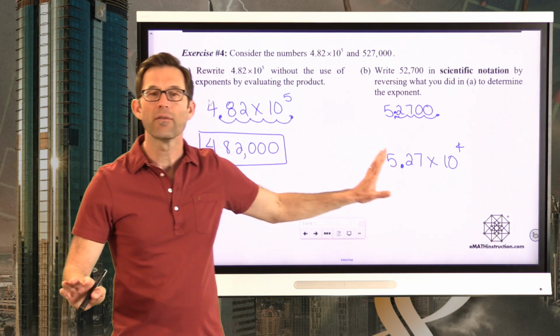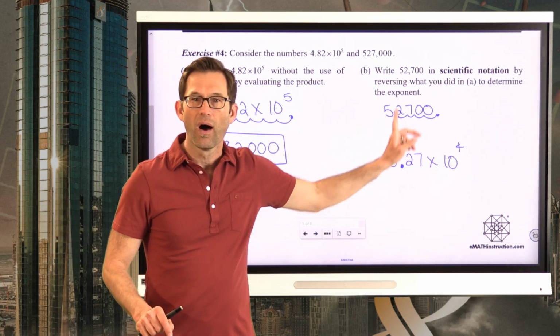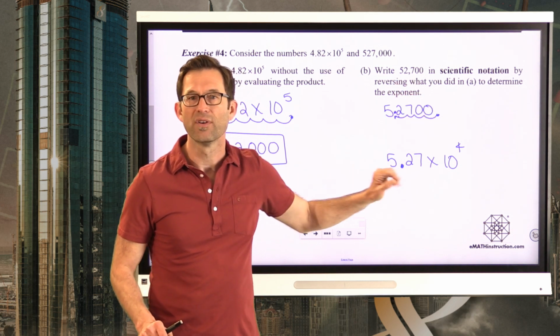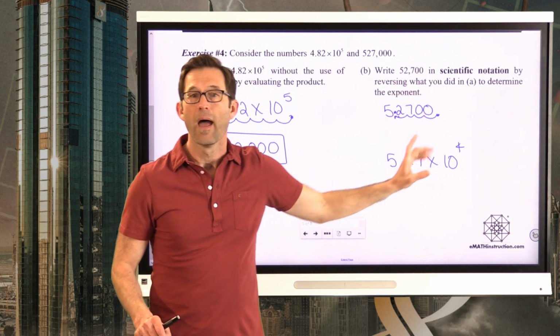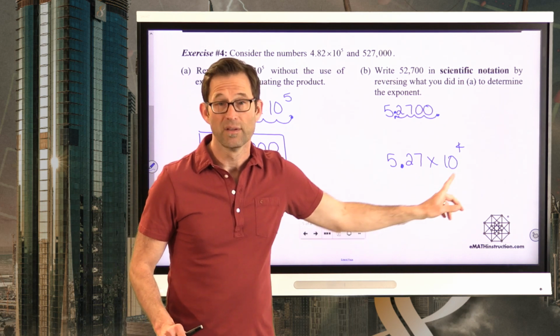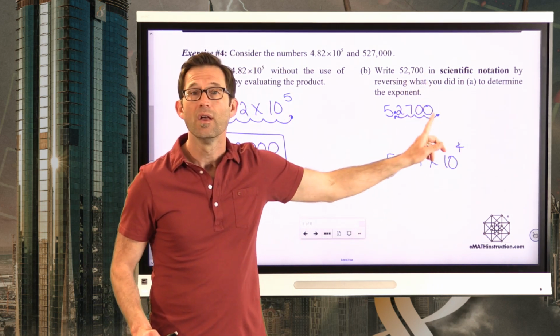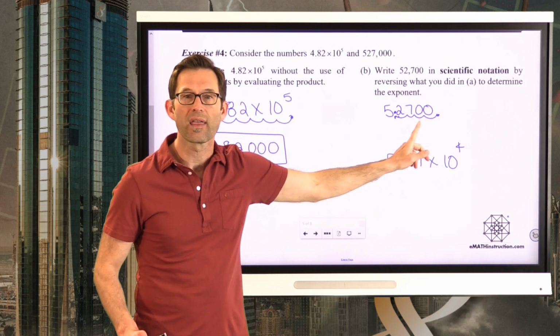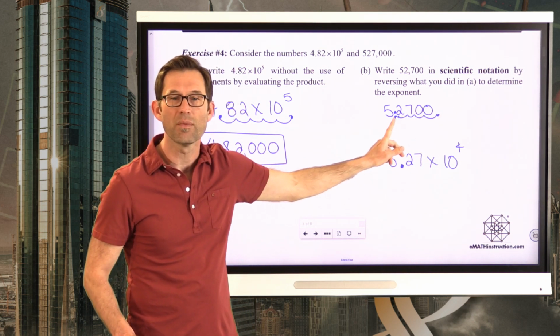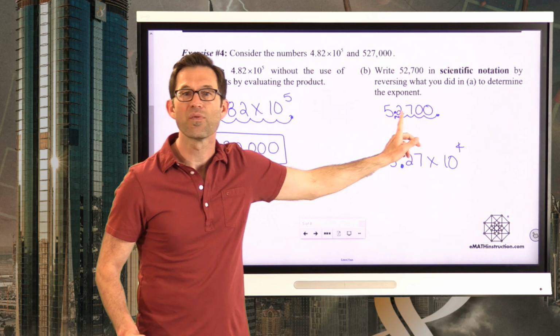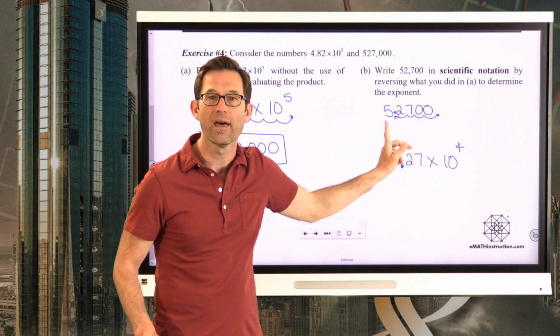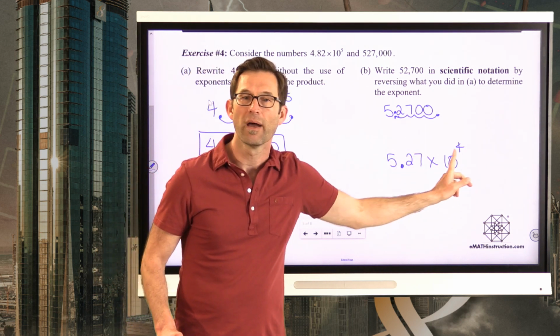So again, think about it for a moment. I know it's going to be 5.27 times 10 to the something. And when I multiply it by 10 to the something, that would have to leave me with this answer. So I actually reverse and count how many places it would take me to move that decimal place so that I have a number between 1 and 10, and then that becomes my exponent.